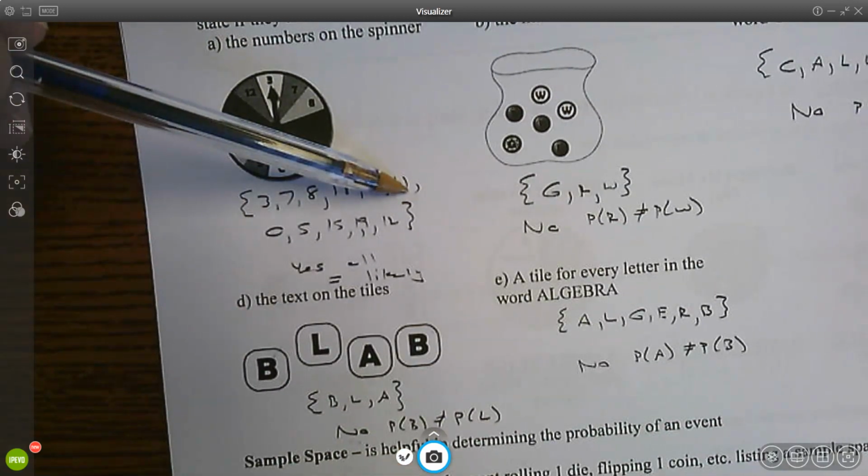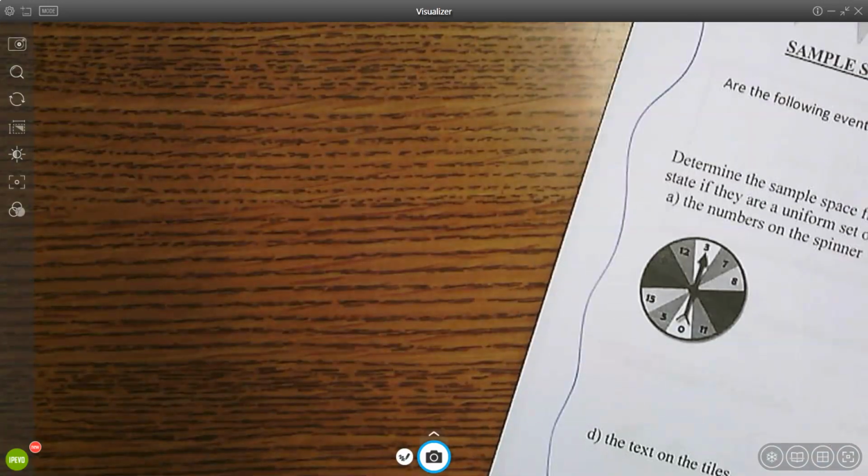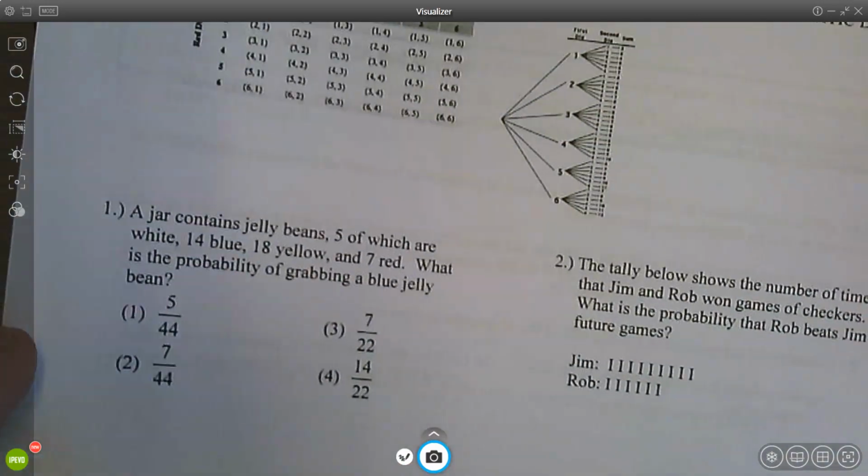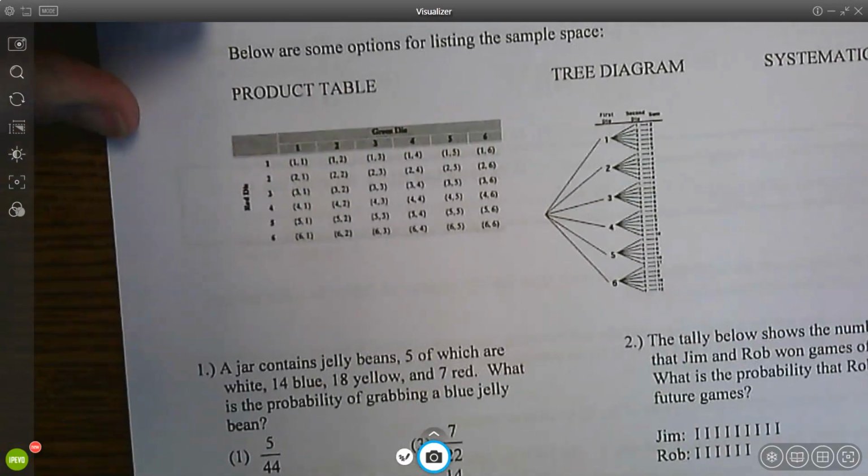We can do it with a tree diagram. As we move on to the next page, we can do it systematically. We can do it with something called a product table.